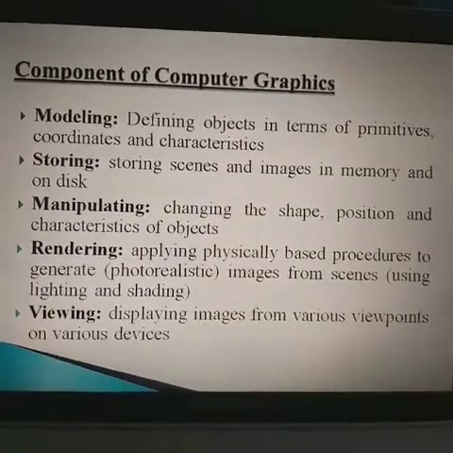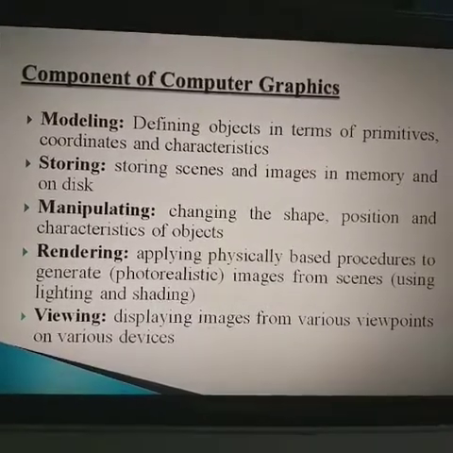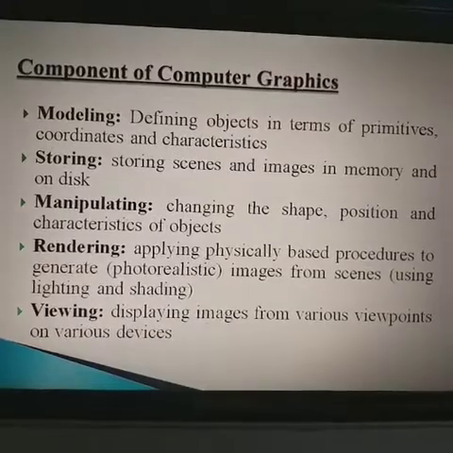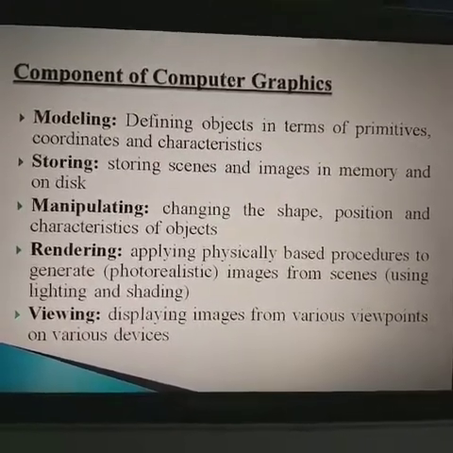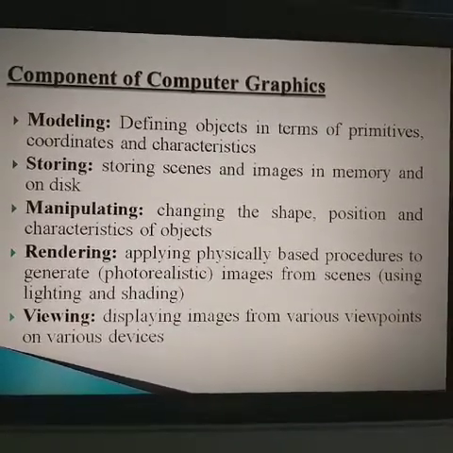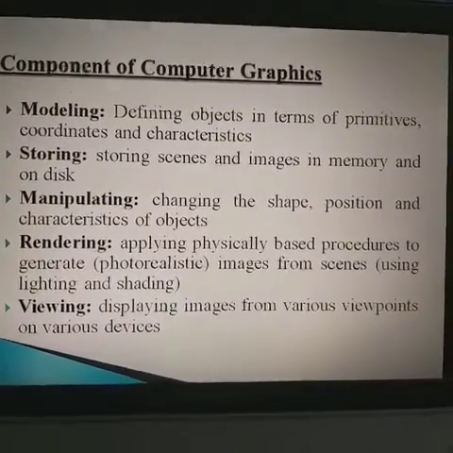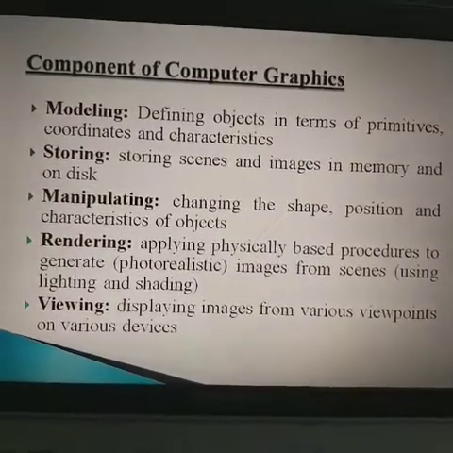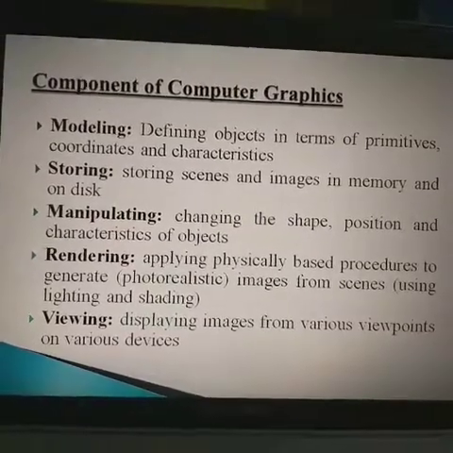The next one is the viewing, which is done after all the steps. First, the image is captured and then stored. After that, the manipulation is done if there is any change in coordinates or attributes, which can be done by the rendering process. That is basically the enhancement. After all the processes are done, the main image is displayed on the hardware component, basically the computer display screen, through the printer or plotter.